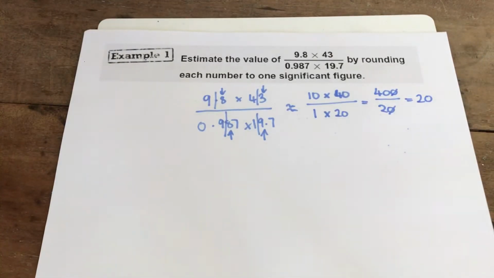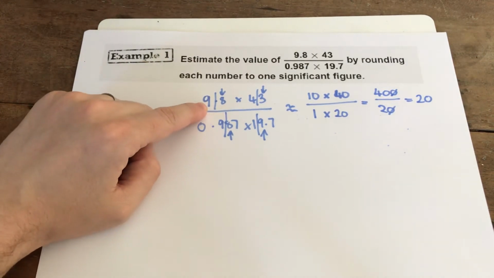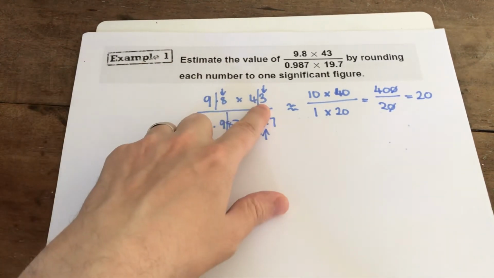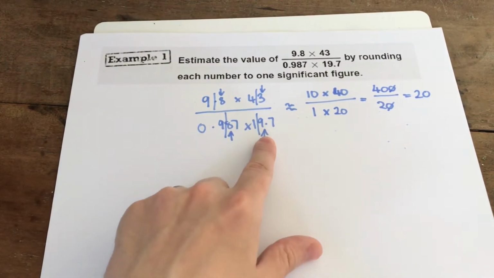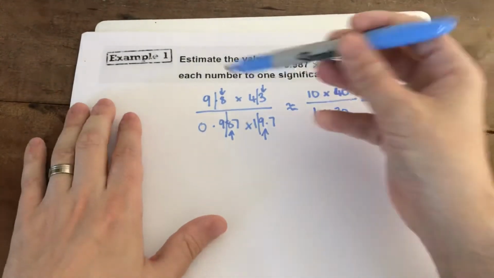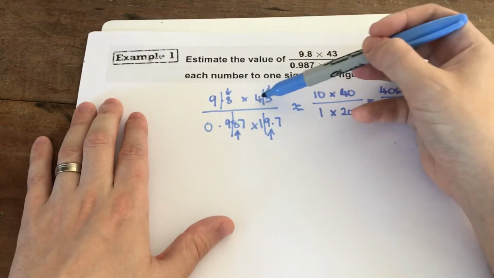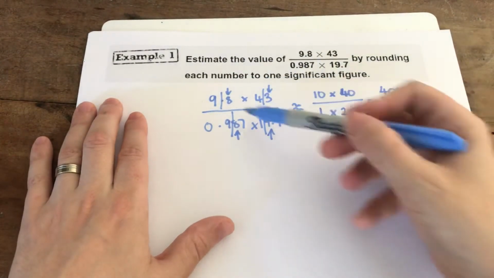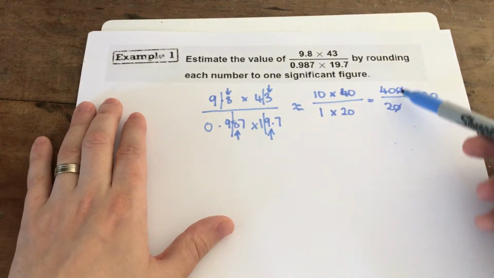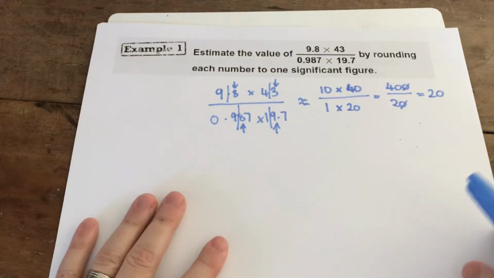So I'll go through this. We rounded this to the nearest unit. We rounded this to the nearest 10, this to 1 decimal place, and this to the nearest 10. And that is because the first number was in those columns, the first non-zero numbers. Once we've rounded them, we work out the top line, the bottom line, then we do a divide.